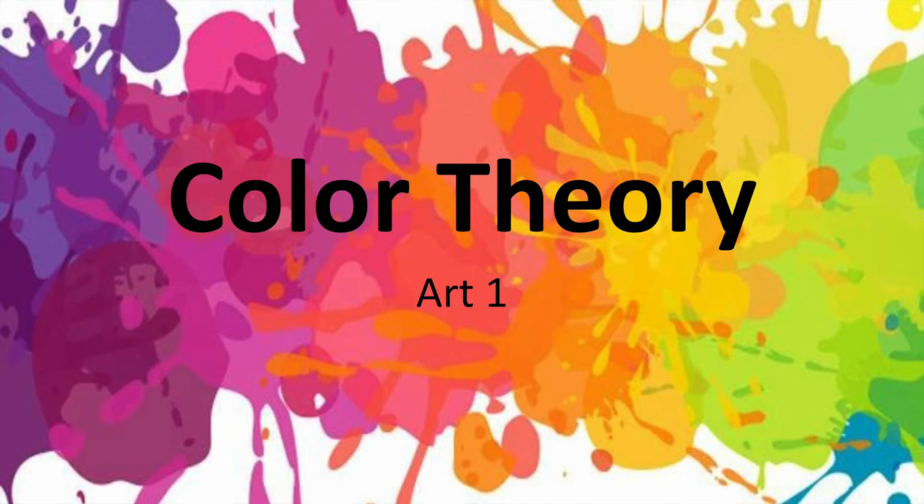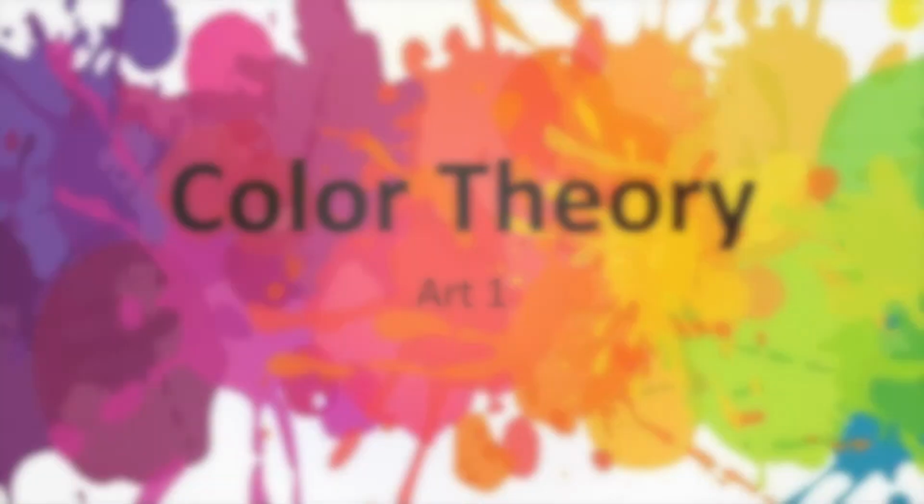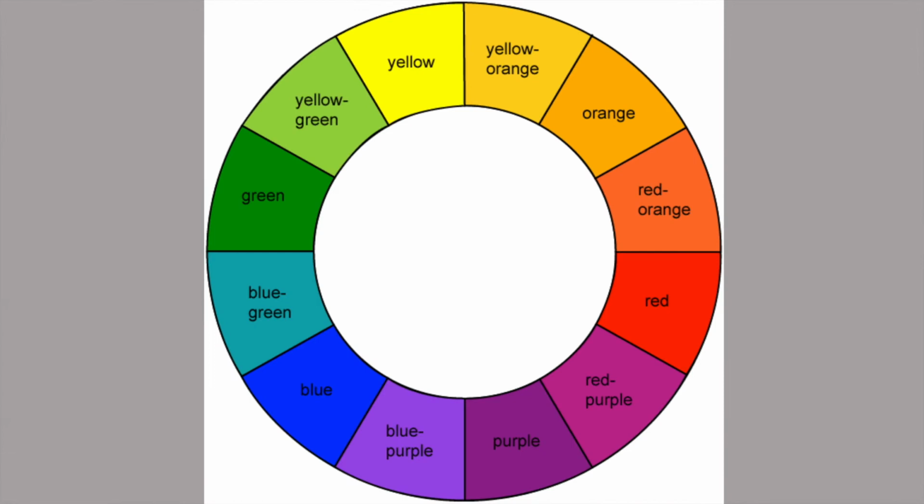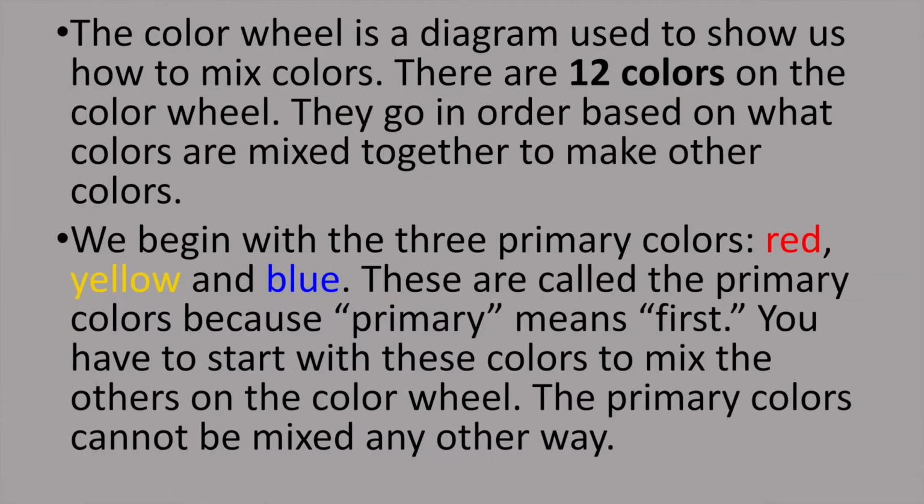Alright, so today we're going to be talking about color theory. What I'd like for you to do is, in your note-taking section of the sheet that I gave you, at the very top you're seeing the color wheel. Go ahead and write in order the colors that you're seeing on the screen and put them in order on that pie, that little pie that's on the top part of your sheet. So the color wheel is a diagram used to show us how to mix colors.